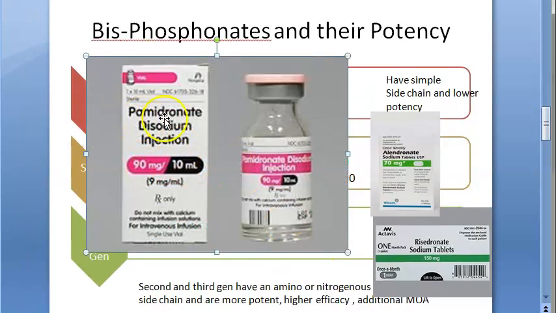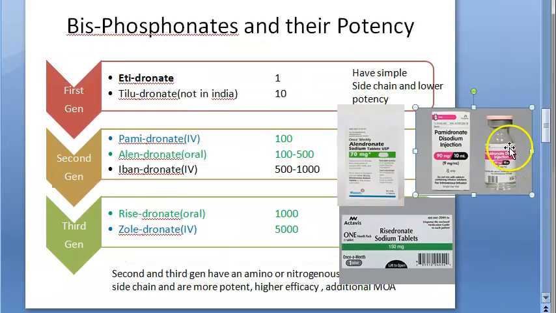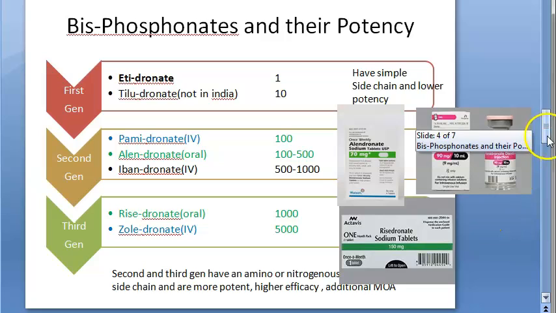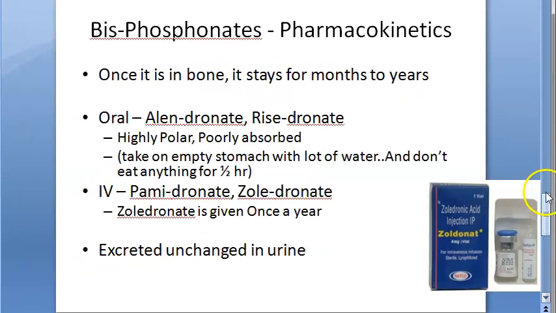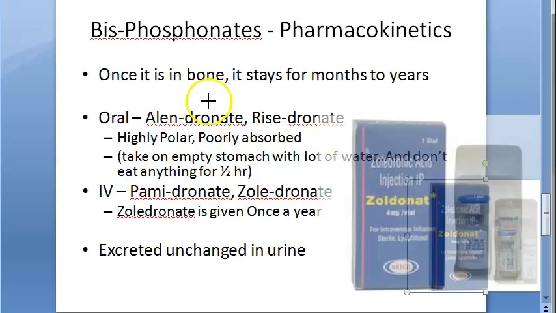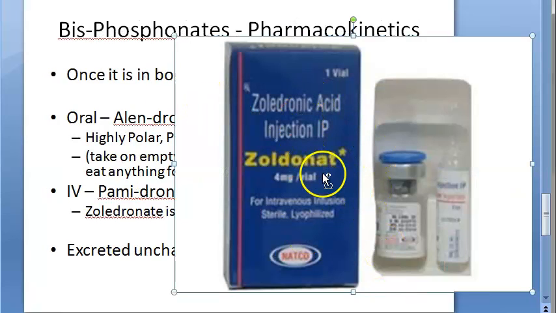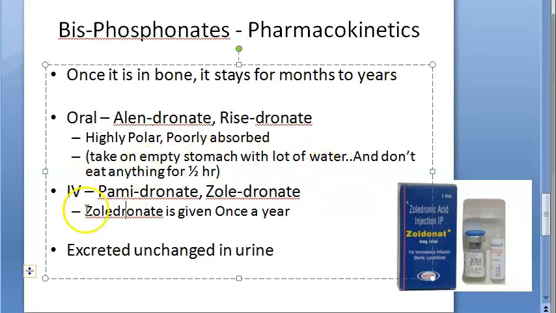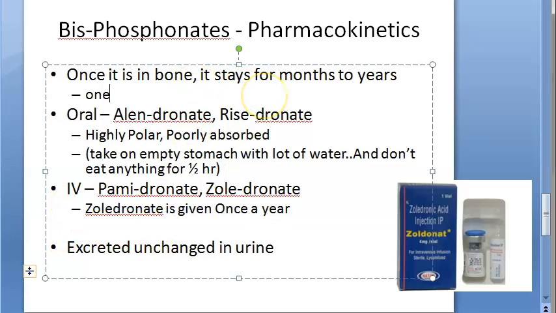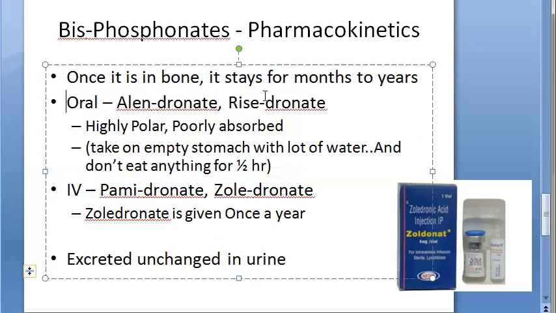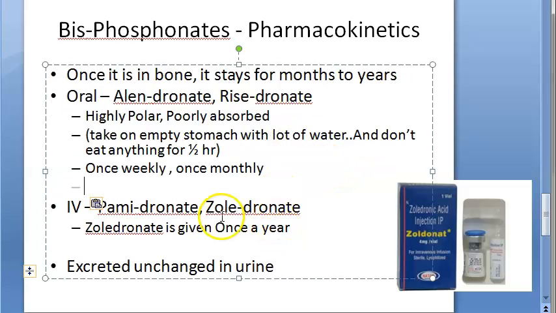And look at this, Pamidronate. They didn't write anything on this, but it's an injection anyways, Pamidronate and Zoledronate. The thing is you can take it only once a year, it seems. See, this one is only once a year, Zoledronic acid, Zoledronate. So orally you can give once weekly or once monthly, and IV they are giving only once a year.